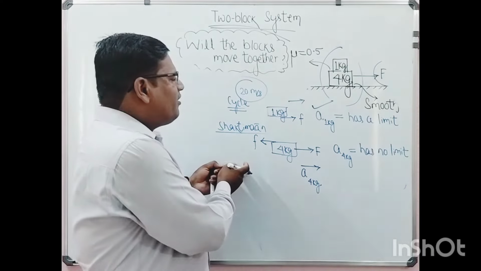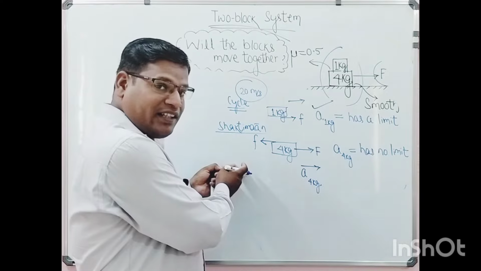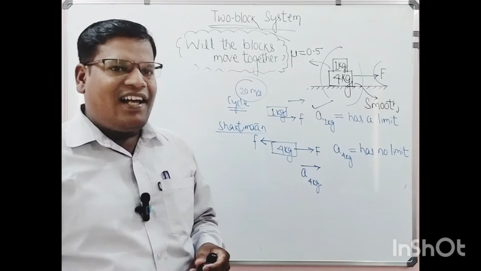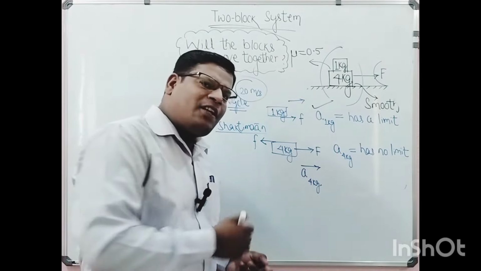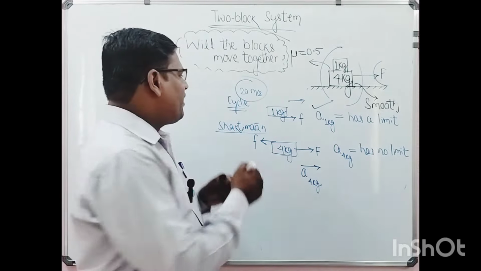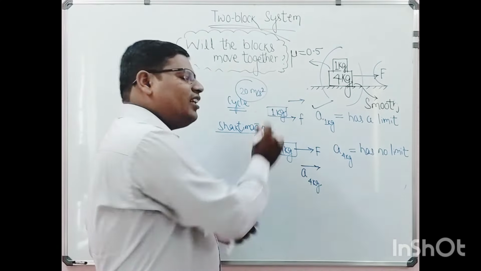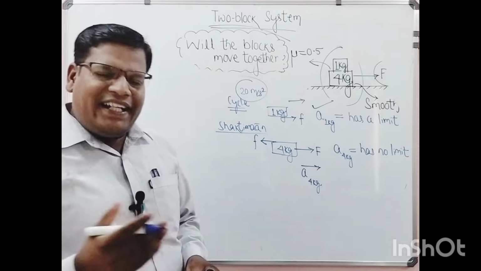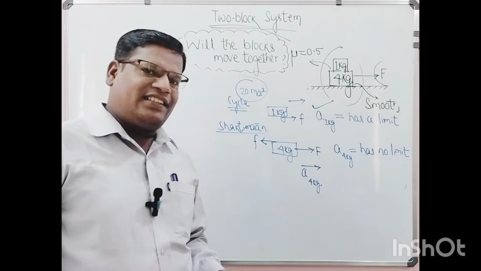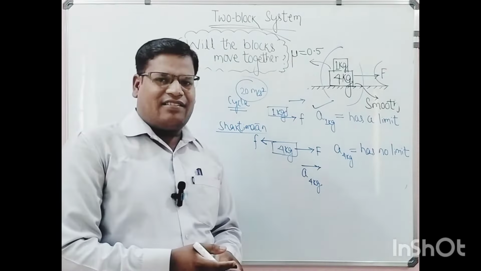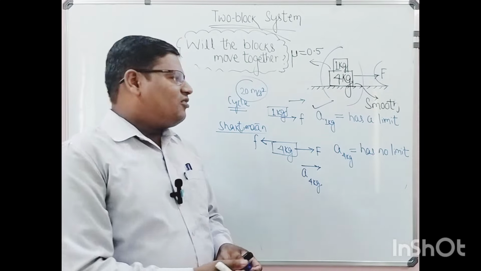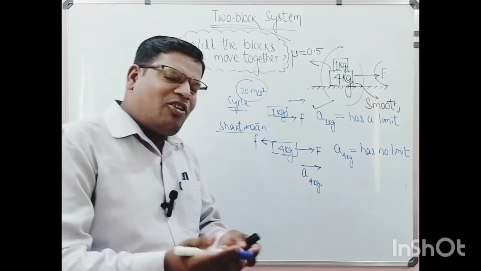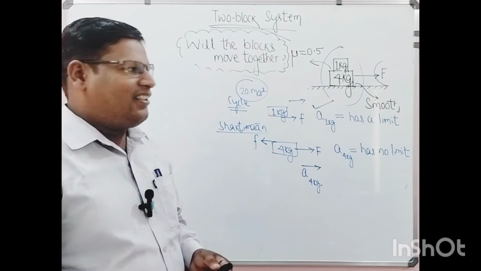So can they move with 1 meter per second square together? Yes. Can they move with 2 meter per second square together? Yes. Can they move with 15 meter per second square? Yes. Can they move with 18 meter per second square? Yes. Can they move with 20 meter per second square? Yes. Sorry, I mentioned it as velocity. You can apply the same logic to velocity or acceleration.